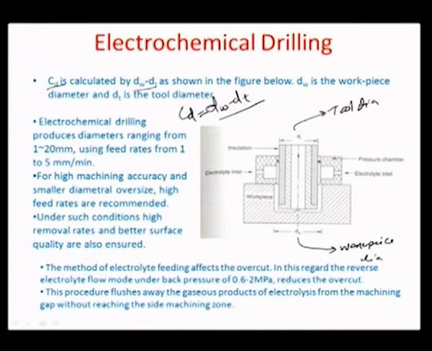So electrochemical drilling produces diameters ranging from about 1 to 20 millimeter, using feed rates from 1 to 5 millimeter per minute. Typically that is the range, and for high machining accuracy and smaller diametral oversize, high feed rates are recommended. Under such conditions, high removal rates and better surface quality are also ensured.